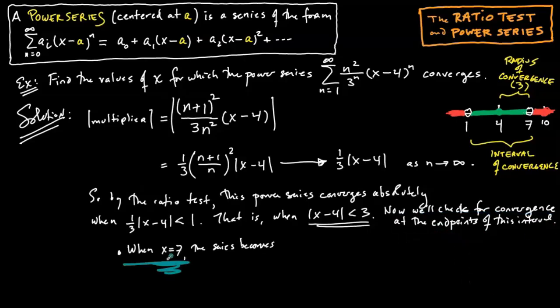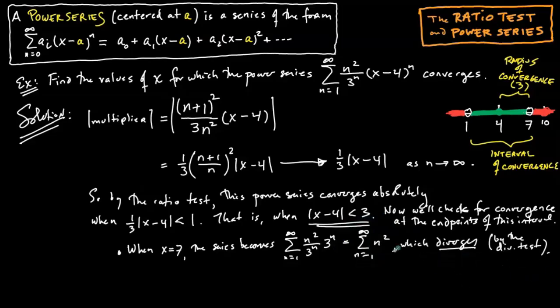So first, when x equals 7, let's start on the right, this series becomes, well, here's our series. When we pop 7 in for x, it becomes what? Well, all this stuff just comes down, but where we had x minus 4 to the nth, that's now going to be 7 minus 4 to the nth, which is, of course, 3 to the nth. But now I've got a 3 to the nth upstairs and downstairs, so they cancel out, and I'm left with the series whose general term is n squared. And that series, obviously, diverges by the divergence test. The general term blows up to infinity. So that means at 7, I can go ahead and fill in that hollow point with a red dot. I know it diverges there.